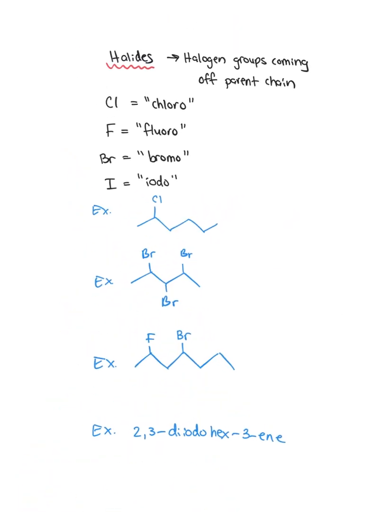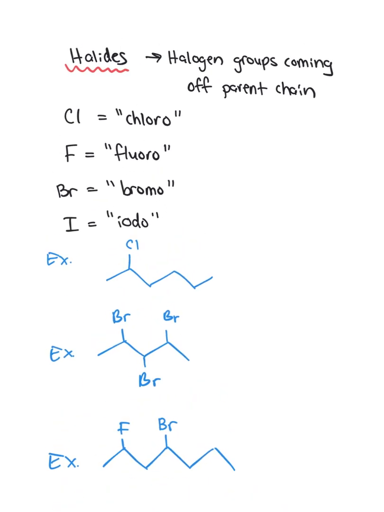The last part for the assignment that you needed to know was halides, and these are just halogen groups that come off the parent chain. So our halogens are the chloro, fluoro, bromo, and iodo. These are our halogen groups, and we can find them as branches on the chains.